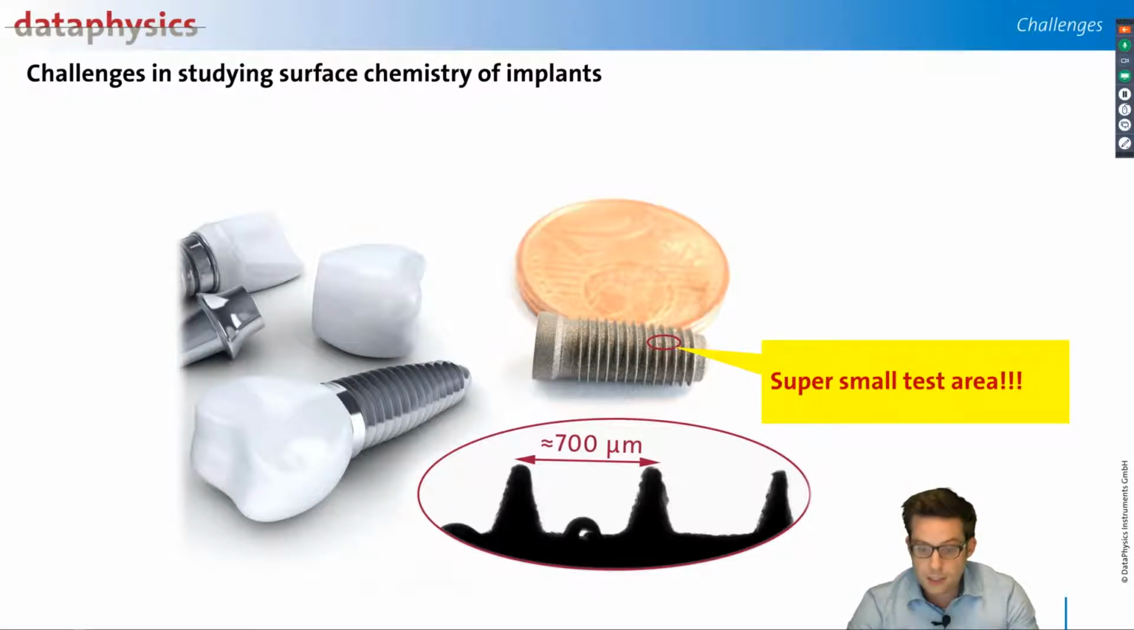So what we need to do, if we want to know locally how homogeneously our implant has been treated, is we have to make very tiny drops, because you see it here, between two turnings of the screw, we have a distance of around 700 micrometers. So we need drops that are significantly smaller than this size.